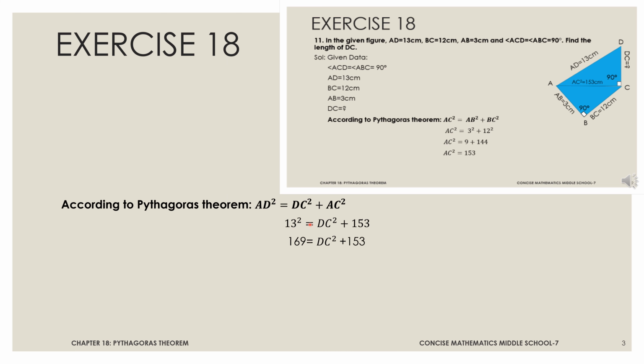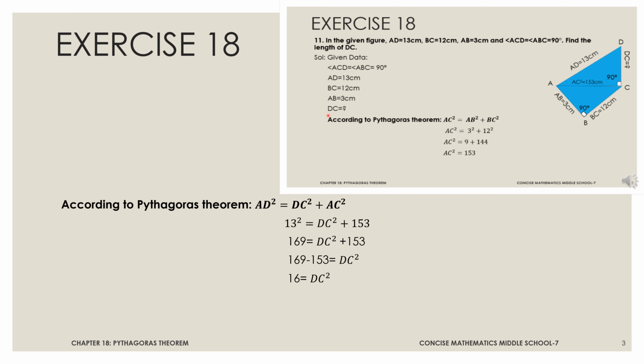So 13 square means 13 into 13, that is 169, is equal to DC square plus 153. Now you need to find the DC square value. So keep that DC square on one side of the equal to and get the remaining number, that is 153, to the other side. It becomes minus 153. One is having a positive value, the other is having a negative value. So put the bigger number's sign, that is 169, and its sign is plus, so put the plus sign and subtract it. You will get 16 is equal to DC square.